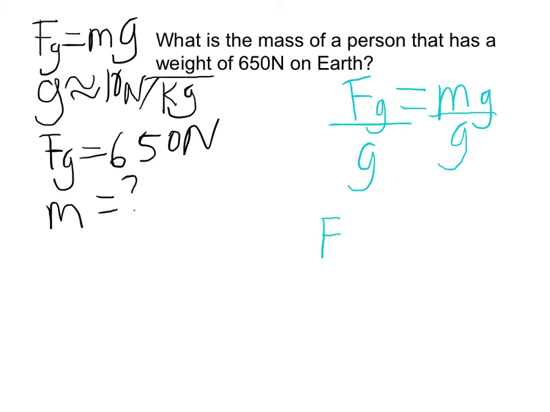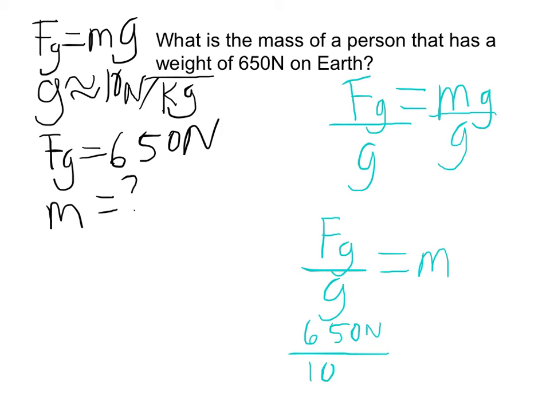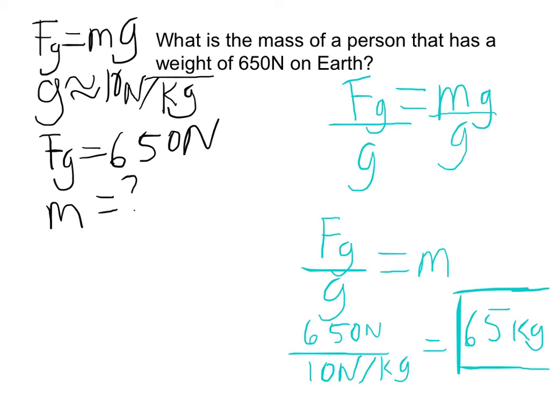So now I'm going to solve for mass by dividing both sides by g. And I get Fg, or weight, divided by g equals mass. And now if we substitute in 650 newtons divided by 10 newtons per kilogram gives me 65 kilograms. That is the mass of someone that has a weight of 650 newtons on Earth. And by the way, I don't think I mentioned on the last slide, N is for newtons, which are the metric unit for force. All right, last example, next slide.